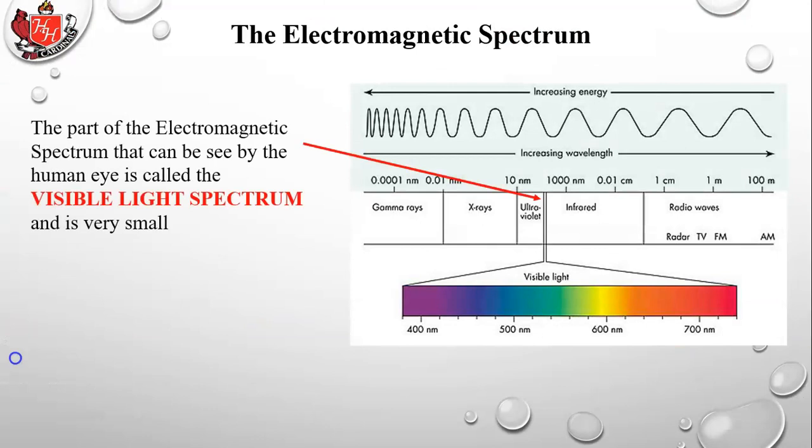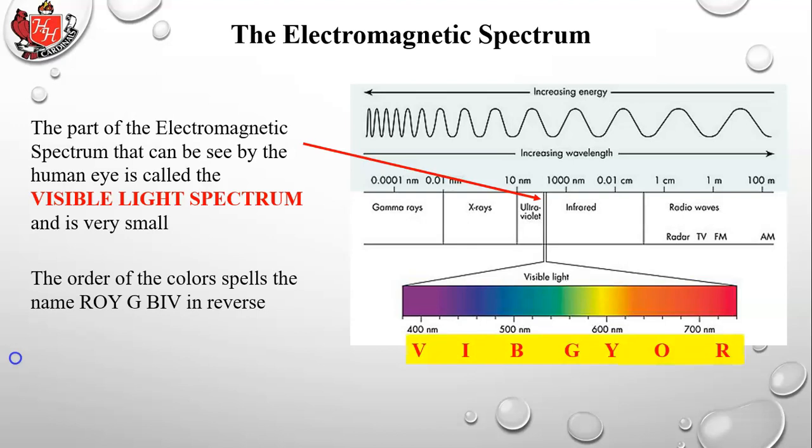So the part of the electromagnetic spectrum that can be seen by the human eye is called the visible light spectrum, and this is very small. The order of the colors spells the name Roy G. Biv backwards. So if you start over on the right, you have red, orange, yellow, green, blue, indigo, which is somewhere between blue and violet, and then violet. So it's Roy G. Biv.